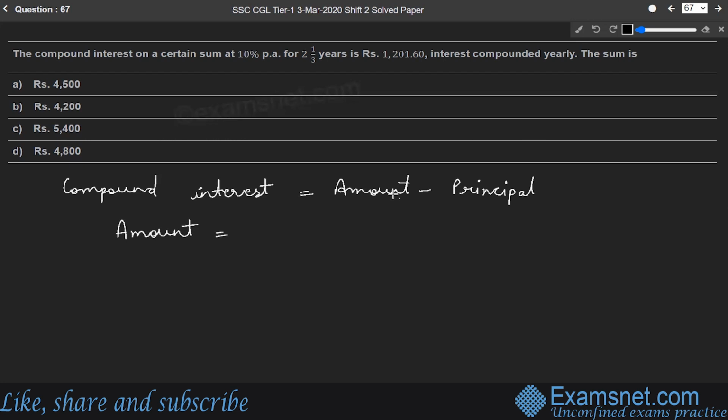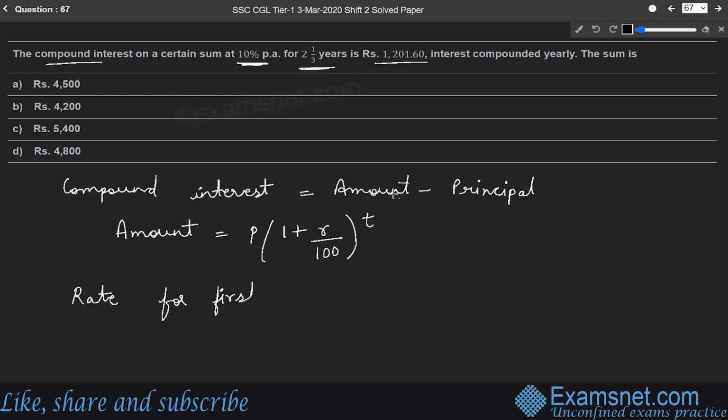Amount is equal to principal into 1 plus rate by 100 power t, where t will be the time and r will be the rate per annum. Now, in the question, it is given that the compound interest for the rate 10% per annum for 2 1/3 years is this. Okay, we have the rate for 2 1/3 years. And what is the rate?